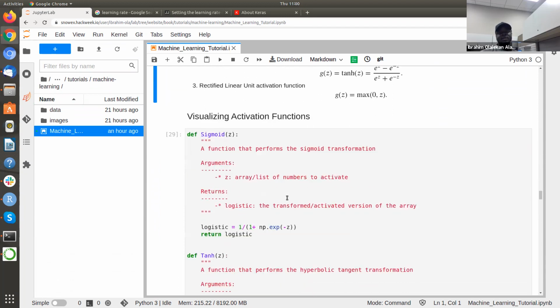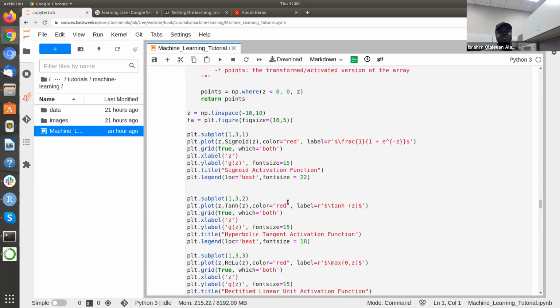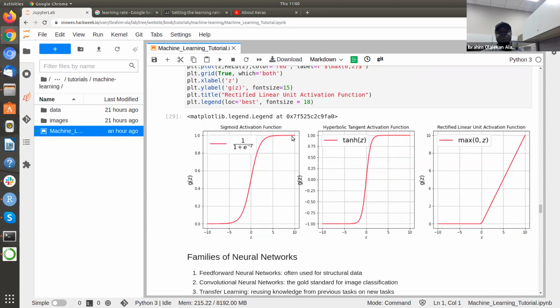So this is just a chunk of code that shows us the shape of the activation function. This is what a sigmoid activation function looks like, and what it does is any value you pass into it, it squashes it between 0 and 1. Then for the hyperbolic tangent, any number you pass through it, it squashes it between -1 and +1. And then for the rectified linear unit, it just picks the maximum between 0 and the particular number. So if what you are bringing is negative, then it returns 0. But if it is positive, it returns the particular value.